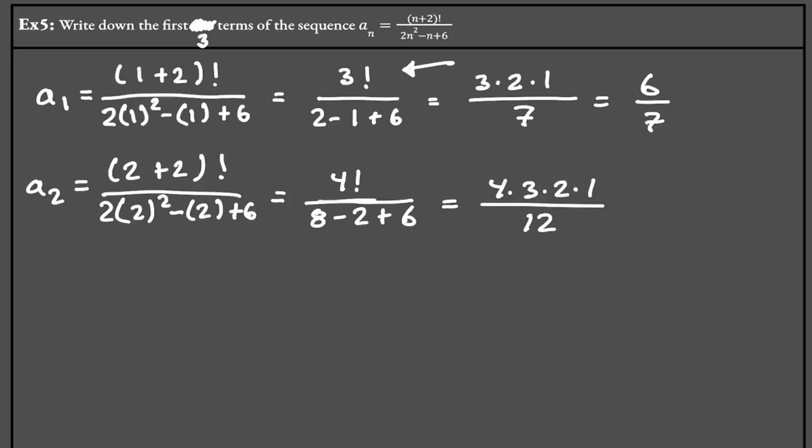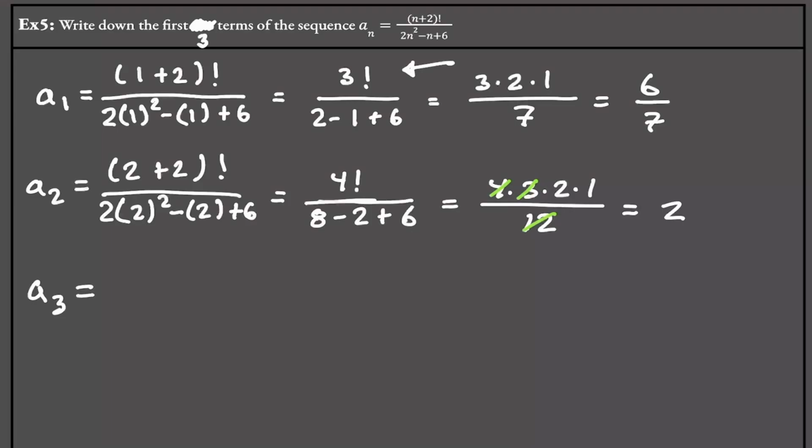And now at this point, we do see that there are some values that are going to go into 12. We can actually capture that 4 and 3 gives us 12. So all that we have left is just 2. Let's do one more. A sub 3.